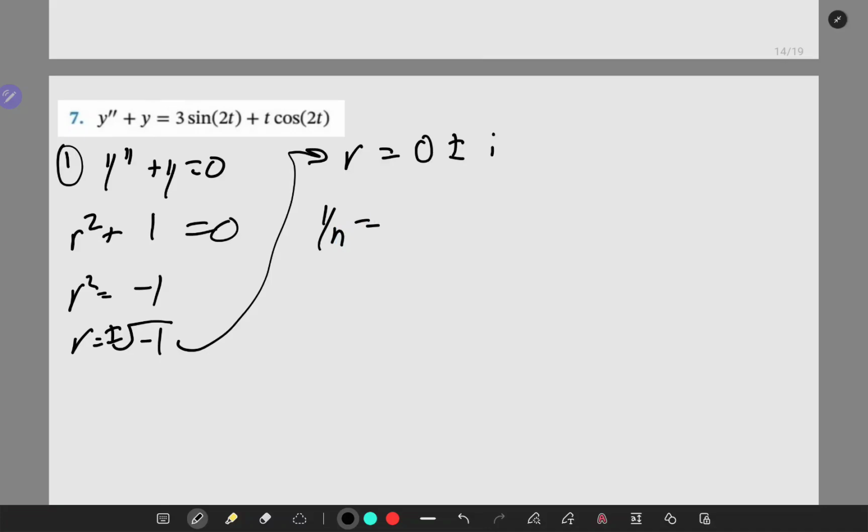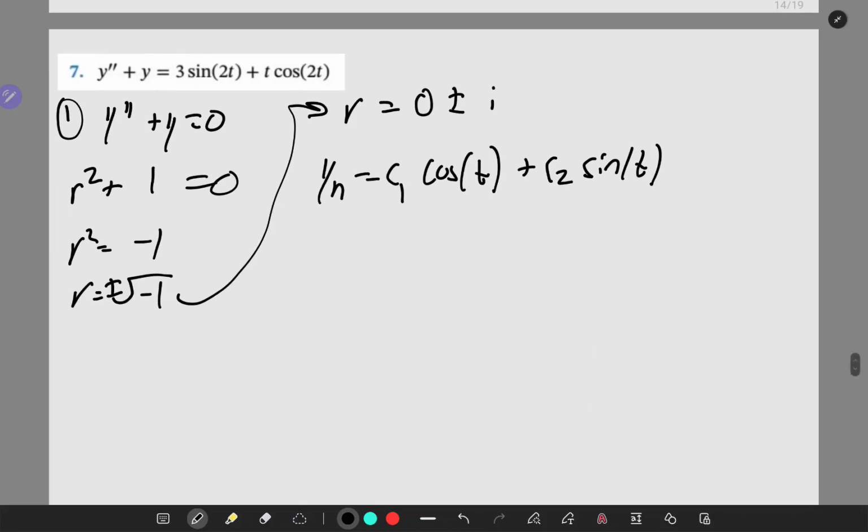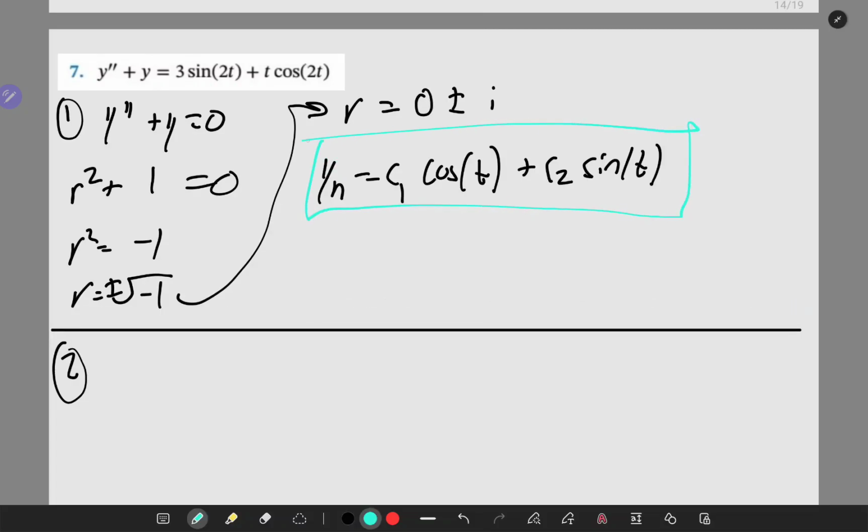So then our y sub h, I'm going to use the shortcut for Euler's formula, right? We're just going to go ahead and write c1 e to the 0t, so this just becomes 1. I'm going to just leave it like this, times a cosine of t, and this goes with this term here. We have a 1 here, so this just becomes t. Plus c2, same thing, sine of t. Okay, that is correct so far. So now let's go to our step 2. Let me just box this off so I know where it is.